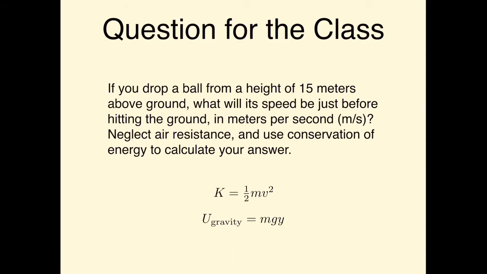Anyway, here's the question. If you drop a ball from a height of 15 meters above the ground, what will its speed be just before hitting the ground in units of meters per second? Neglect air resistance and use conservation of energy to calculate your answer. Okay, so a couple relevant equations for kinetic and potential energy are given at the bottom. So give this a shot and let's see what you get.